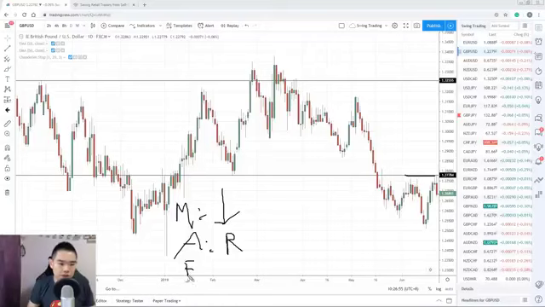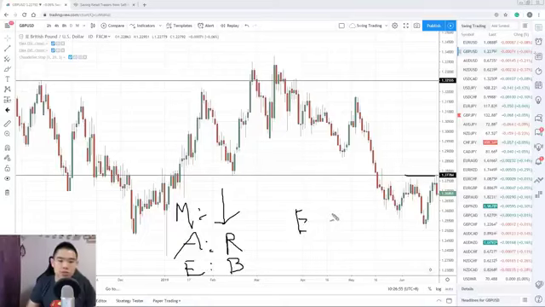E, is there an entry trigger? From what I'm seeing over here, this looks like a bearish engulfing pattern, telling me that the sellers are temporarily in control. So yes, we have an entry trigger. Let me just call it B, bearish engulfing pattern. Okay, so exits. Let's talk about the exits now. Let's do it here, E.